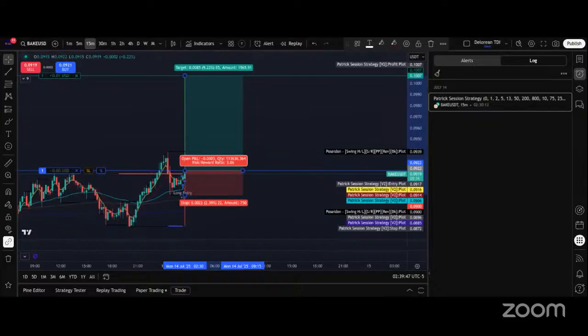And here's your next call. BAKE USDT. That's Bake versus Tether. 15-minute confirmation. Market execution buy. Entry price is 0.0922. Stop loss is at 0.0900 for 22 pips. Take profit is 0.1007 for 85 pips and a risk reward ratio of 3.86.